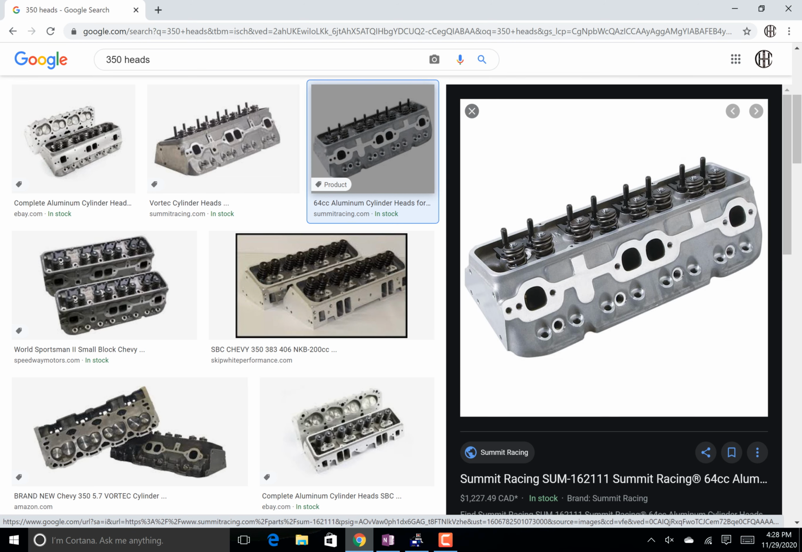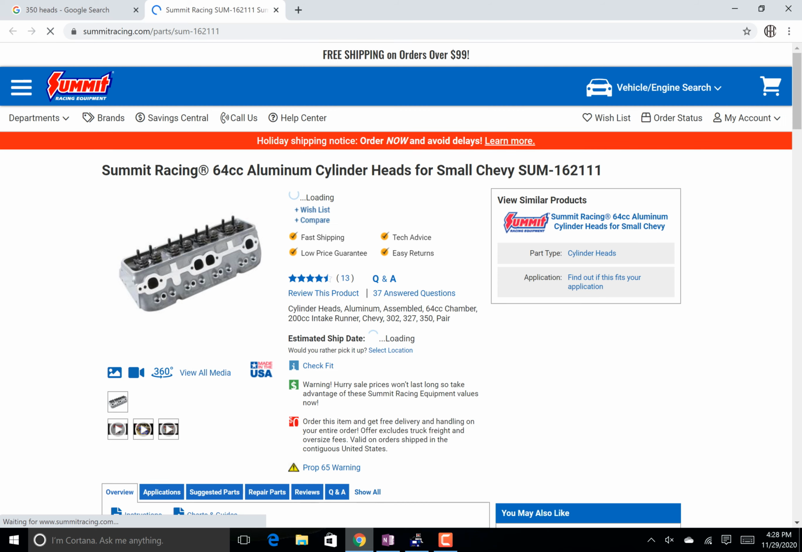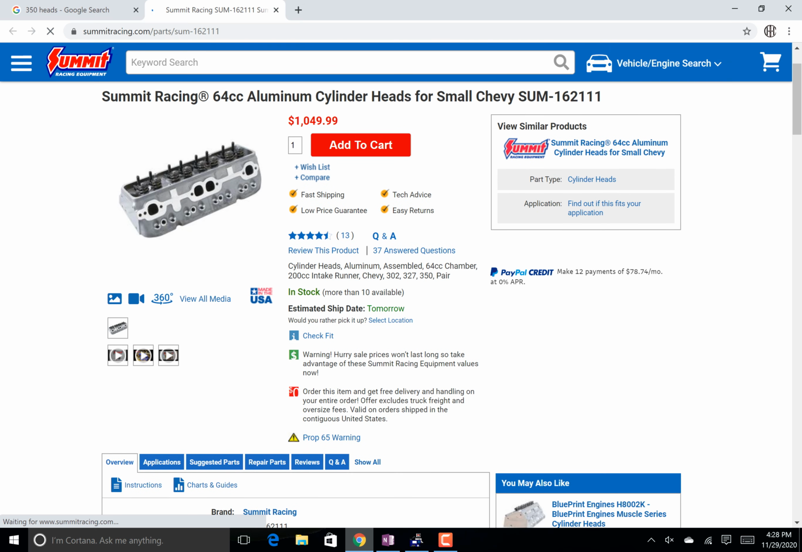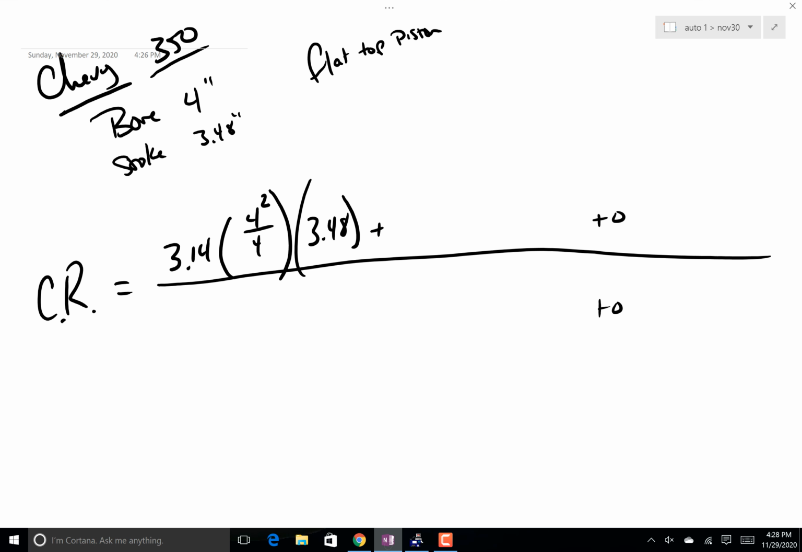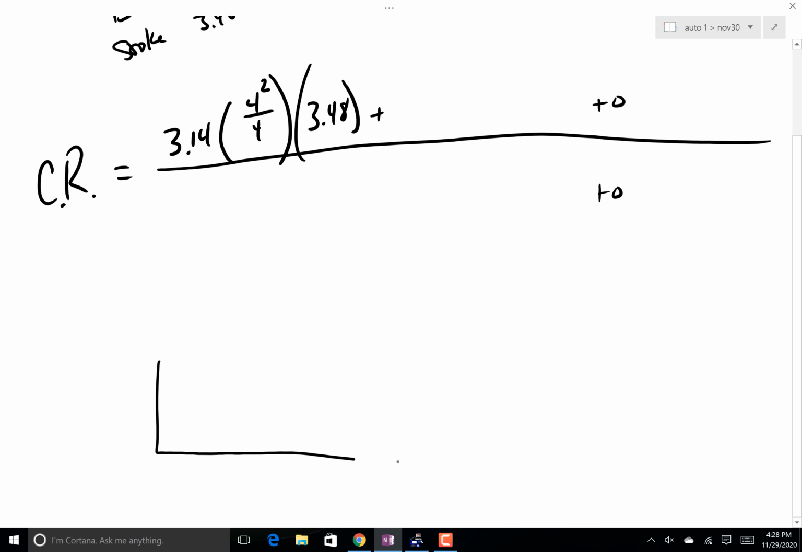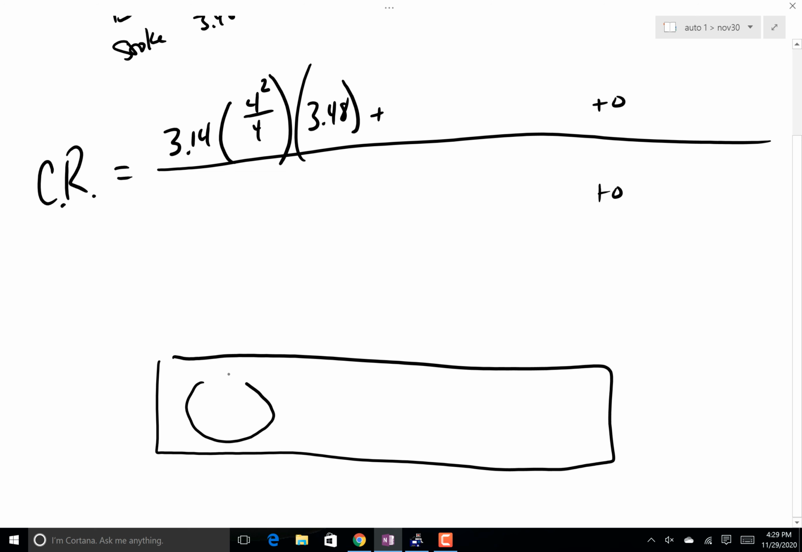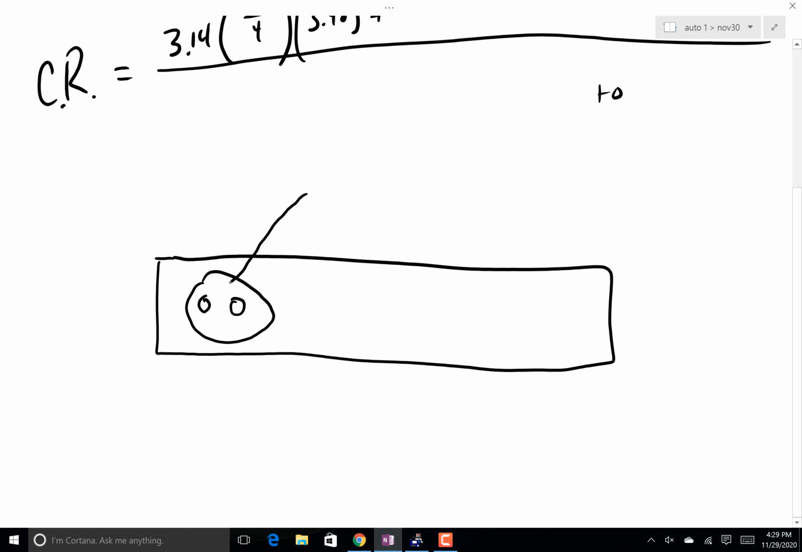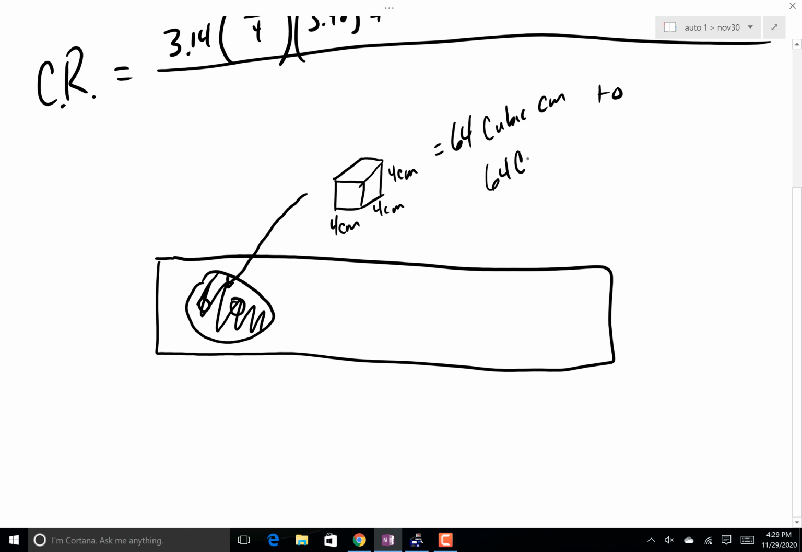What does that mean? Well, let me clue you in, friends. I'll take you to the website there. Now, it says a 64 cc chamber. What do you mean, Mr. Groom? I mean that when you have your head here, like so, there's this divot right here where the valves lay in. It's a beautiful divot. If you were to fashion clay into this divot and then fold it into a cube like so, it would be 4 centimeters by 4 centimeters by 4 centimeters, which is 64 cubic centimeters, or if you prefer, 64 cc's.